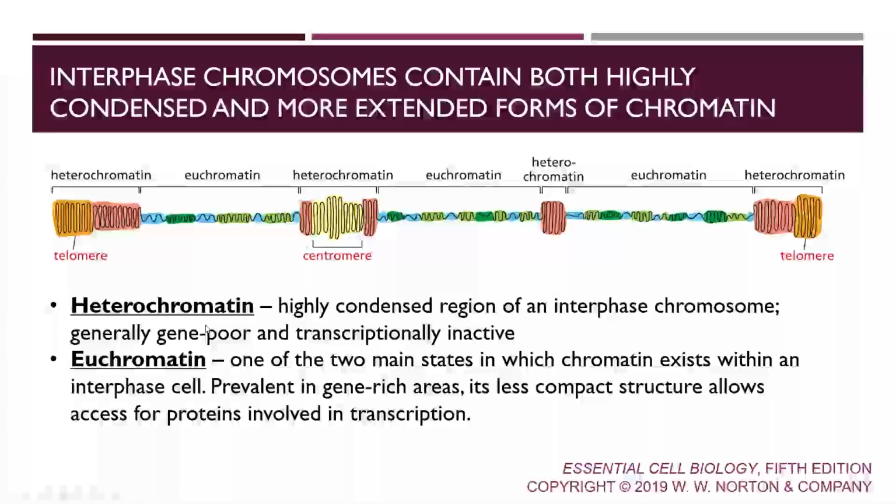So heterochromatin is the highly condensed regions of an interphase chromosome. Typically, it's not going to have many genes in it, and it's typically not going to be making a lot of RNA. Euchromatin is the opposite. It is going to be more in gene-rich areas. It's less compact, allowing for more transcription factors, more polymerases to get involved to actually make RNA products.